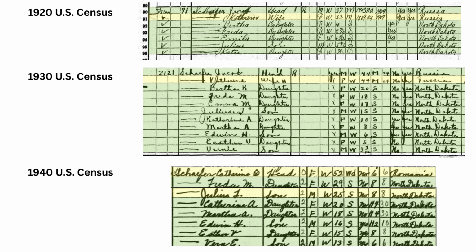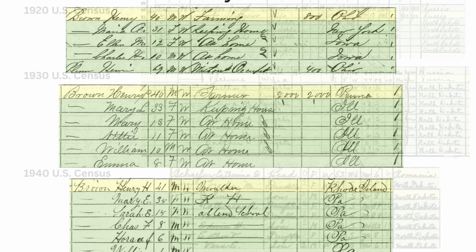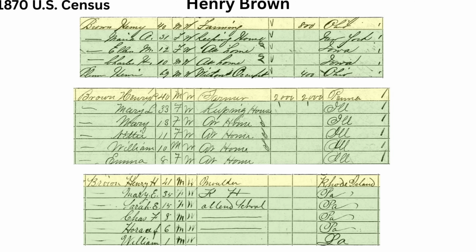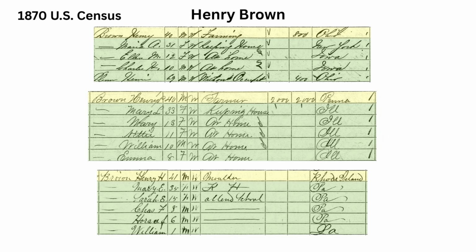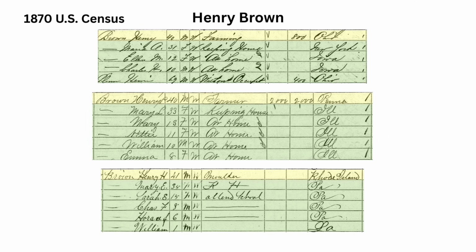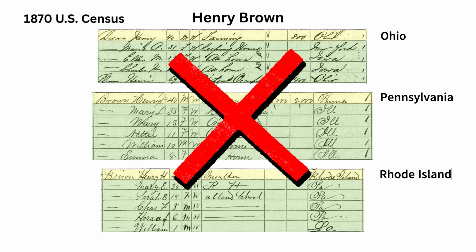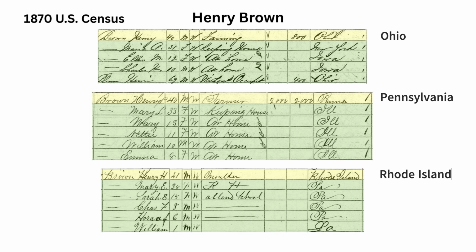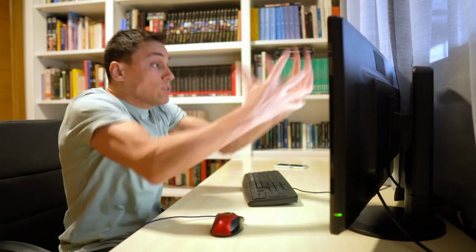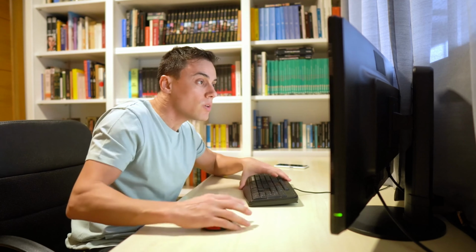So let's walk through a simple example. Imagine you find a census record for someone with the exact name as your ancestor. At first glance, it looks perfect. But then you notice the wife's name is different. The children don't match, and the location is two states away. That's not your ancestor. It's someone else who just happens to have the same name. And this is where many family trees start to go off track.